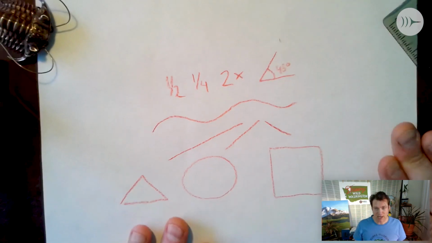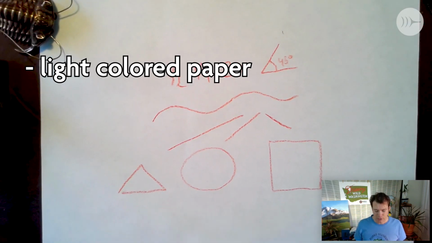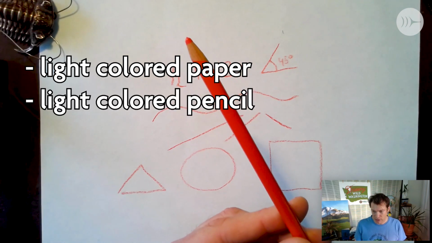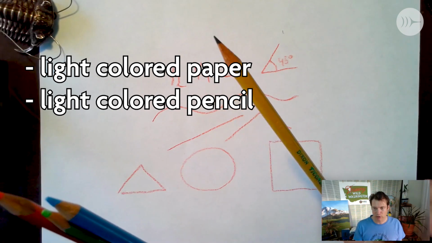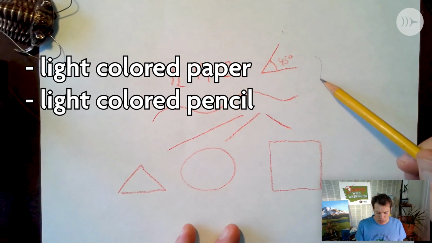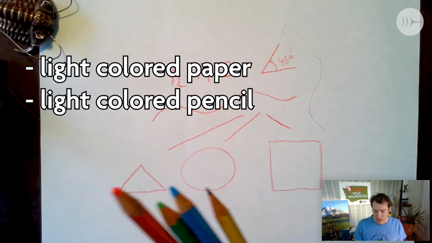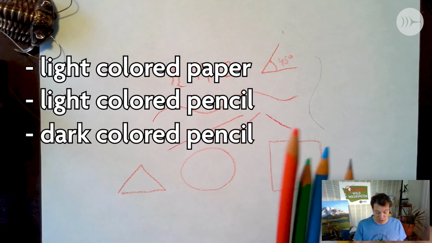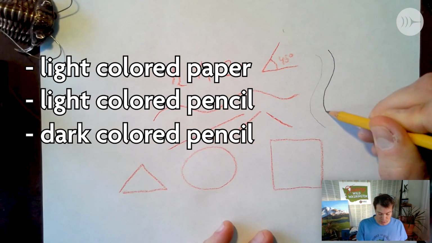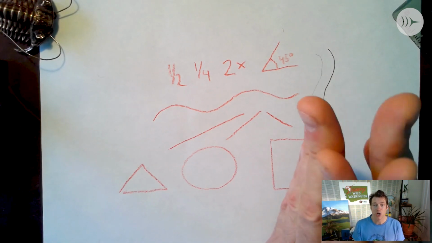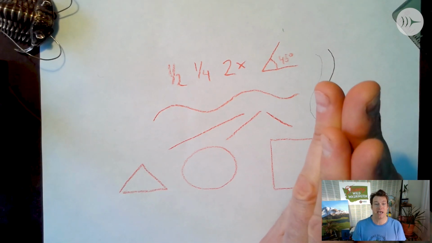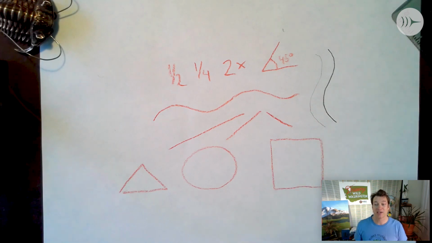Materials. You'll need some light colored paper like this, white's good, a light colored pencil like this, or this, or this. Or you could even use a regular pencil, just draw really light. And then you'll need a dark colored pencil, which could just be a regular pencil where you press really hard. And because this is video, you can pause it when you need to, go back and rewatch sections again and again, and go as slow or as fast as you can handle.